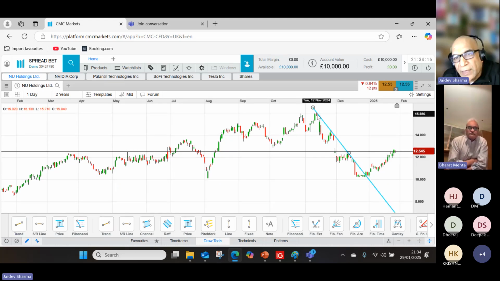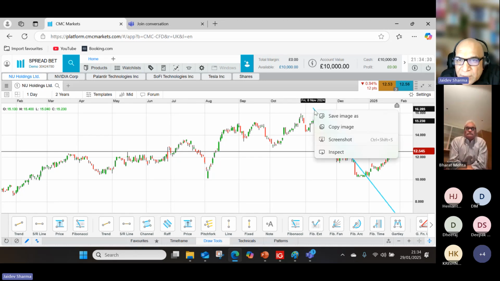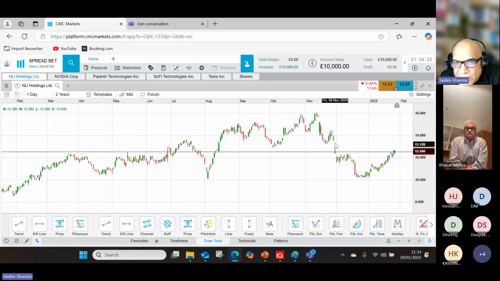From here, it was making a low, lower high, lower low, lower high, lower low. So it was in a downtrend. And then if you see this pattern here, let me get rid of this because this is confusing. Down, up, up, and then down here a little bit. So a shoulder here, and head here. You see this? And it has just broken the neckline here. So the neckline was here. It has just broken this.